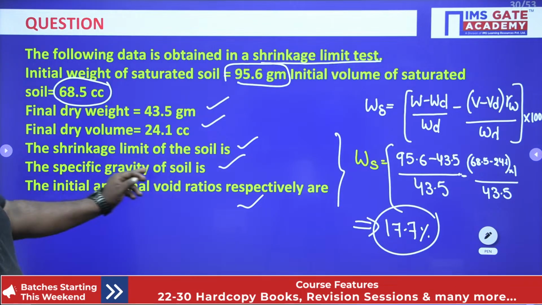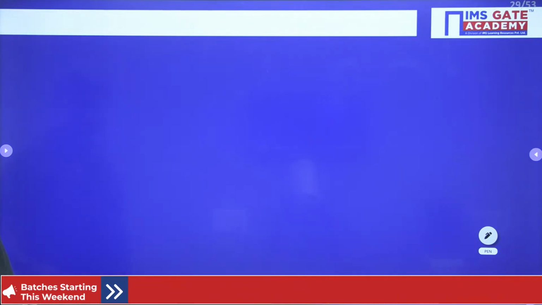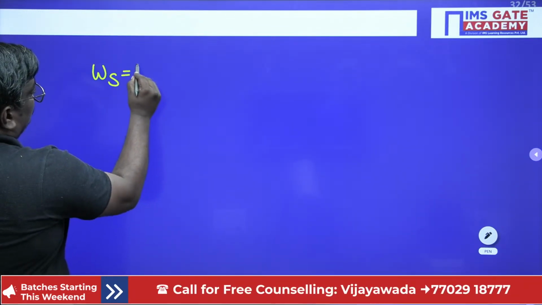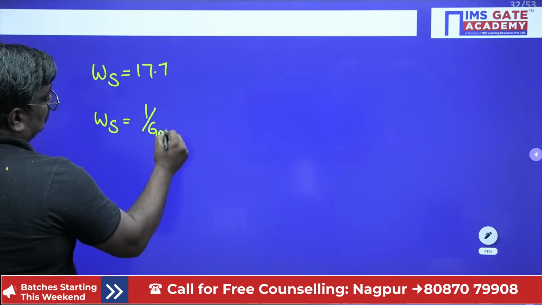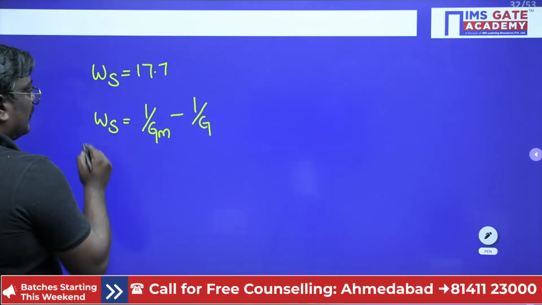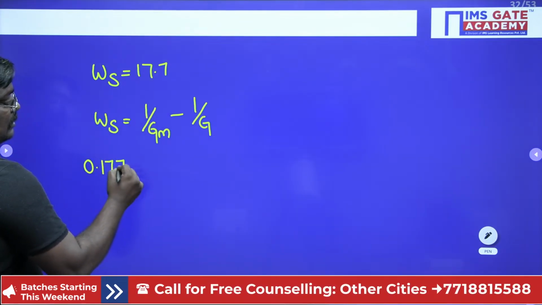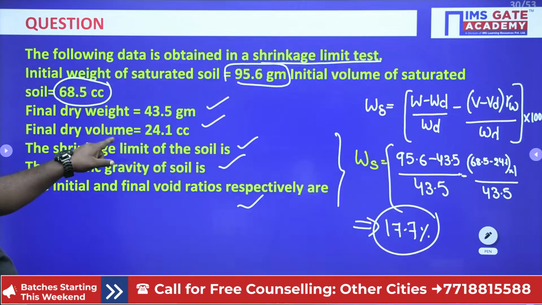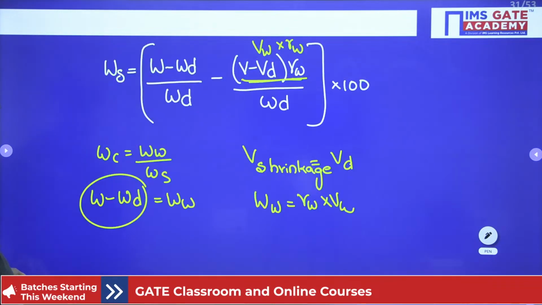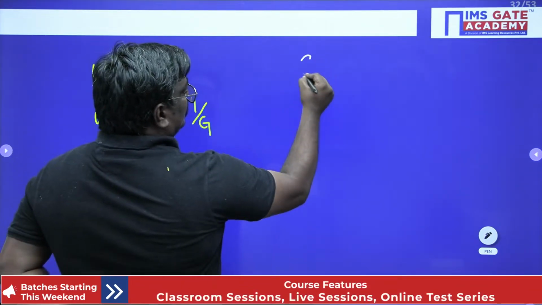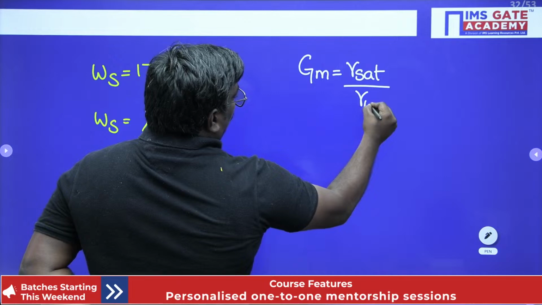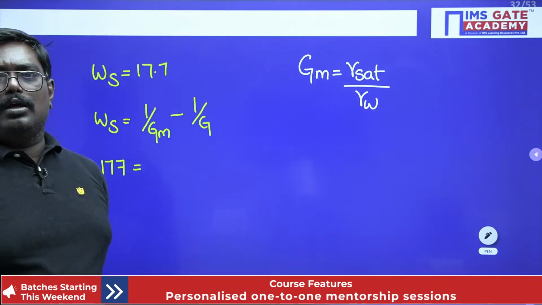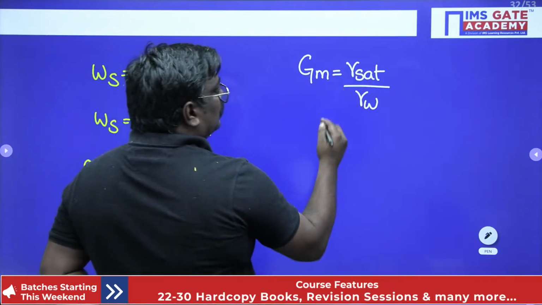Now, see students, they have asked you the specific gravity of the soil. You know the shrinkage limit is how much? 17.7 percent. Or you can write shrinkage limit is equal to 1 by Gm minus 1 by G. Shrinkage limit is 0.177 equal to, what is the mass specific gravity? You can take either dry weight or shrinkage weight. Here, the mass specific gravity in saturated state is taken as gamma sat upon gamma W. You can write this also. So Gm is equal to gamma sat by gamma W.